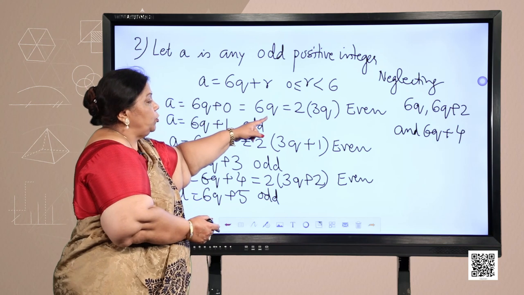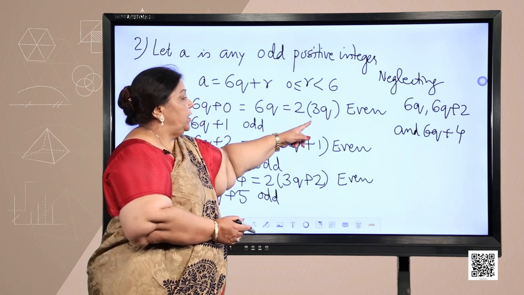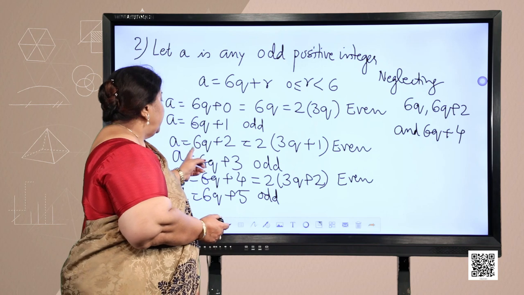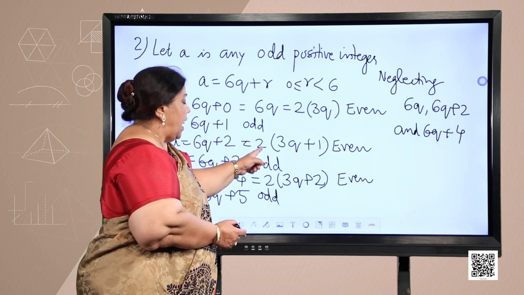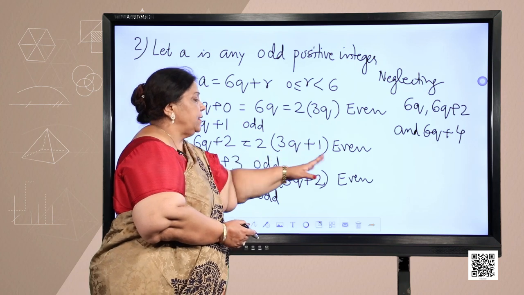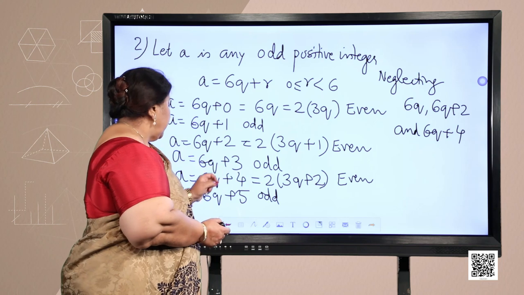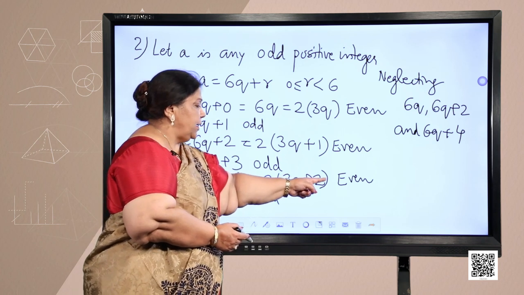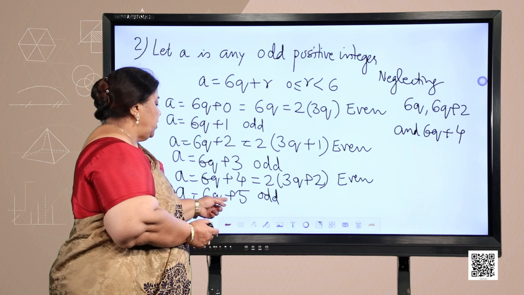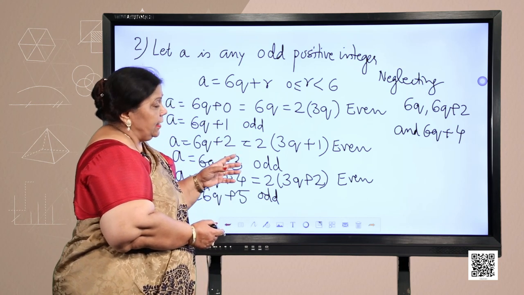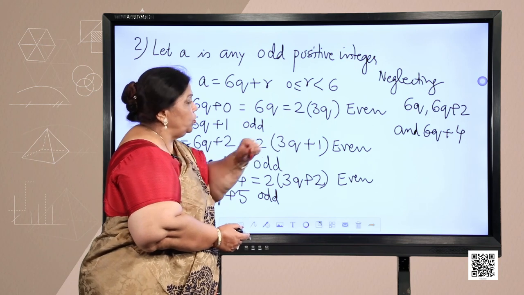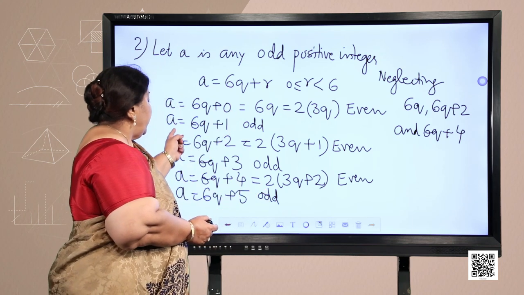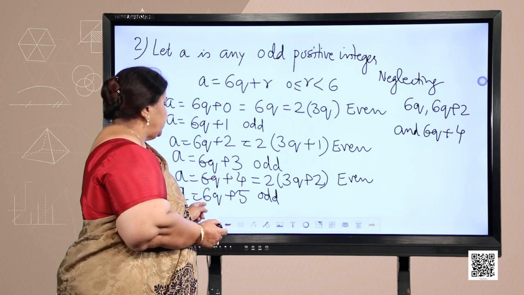In the first one, 6q can be expressed as 2 into 3q, which is suggesting that it is even. In the second, you can see 6q plus 1 appears to be odd. 6q plus 2, I can take 2 common, and we get 2 into 3q plus 1, suggesting that it is even. Next also is an odd. Now, 6q plus 4, I can take 2 common, and I get this again as an even integer. Last one, 6q plus 5, is again an odd integer. So, by neglecting 6q, 6q plus 2 and 6q plus 4, we are just left with the three possibilities. What are they? a is equal to 6q plus 1, 6q plus 3 and 6q plus 5.